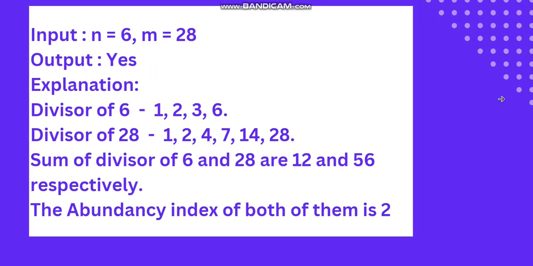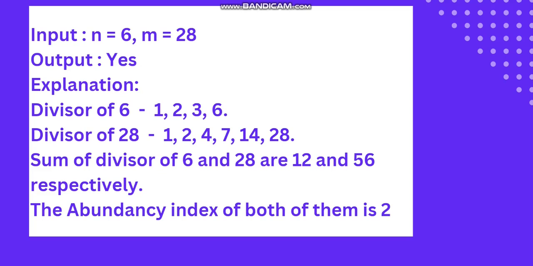So we have an example of 6 and 28. 6 and 28 are friendly pairs. How they are friendly pairs? So if you see, the divisors of 6 are 1, 2, 3 and 6, and the divisors of 28 are 1, 2, 4, 7, 14 and 28. So if we add the divisors, then we get 12 and 56 respectively.